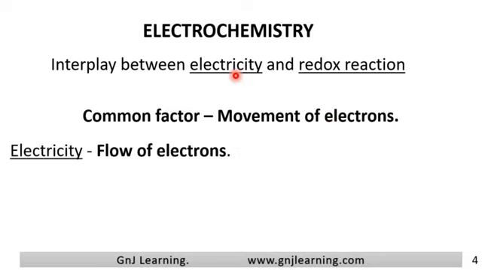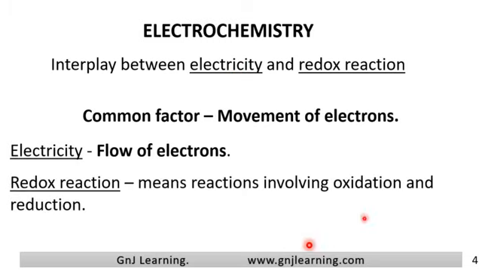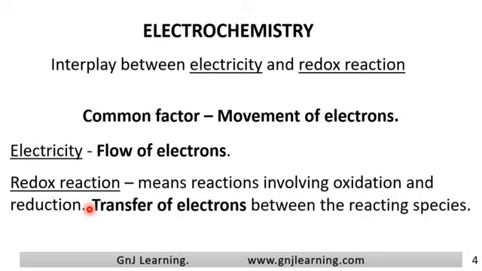What is electricity? It's flow of electrons. And what is redox reactions? It's reduction and oxidation. For reduction and oxidation to take place, there should be transfer of electrons. So flow of electrons and transfer of electrons corresponds to movement of electrons. This is how they are connected, and this is how we can interconvert between electricity and redox reactions.